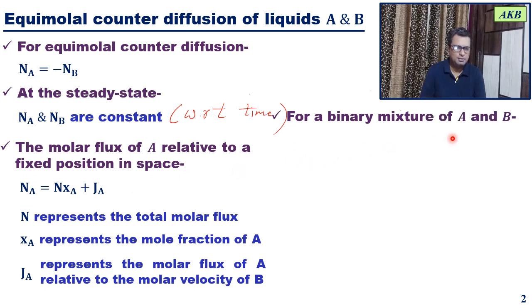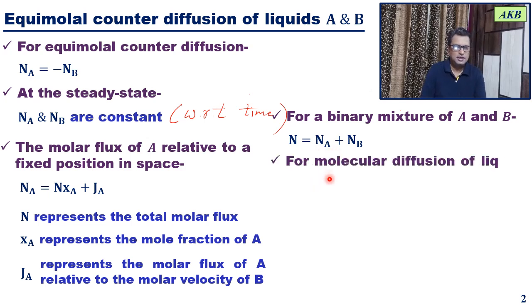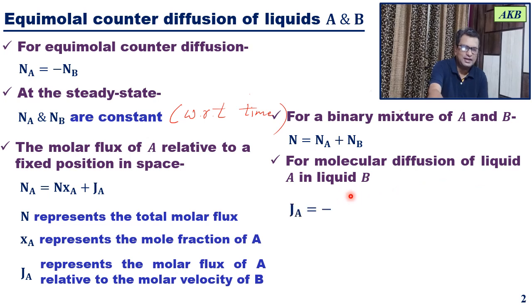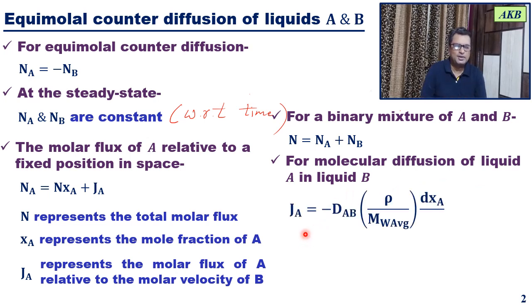For a binary mixture of A and B, when there are only two components, the total molar flux is given as N is equal to Na plus Nb, simply the addition of the fluxes of the two components. Then, in my discussion on Fick's first law applied to molecular diffusion in liquids, I had talked about the equation that I am going to show. For molecular diffusion of liquid A in liquid B, the mathematical expression for Fick's first law is like this: Ja is equal to minus Dab rho upon Mw average dxa by dz.